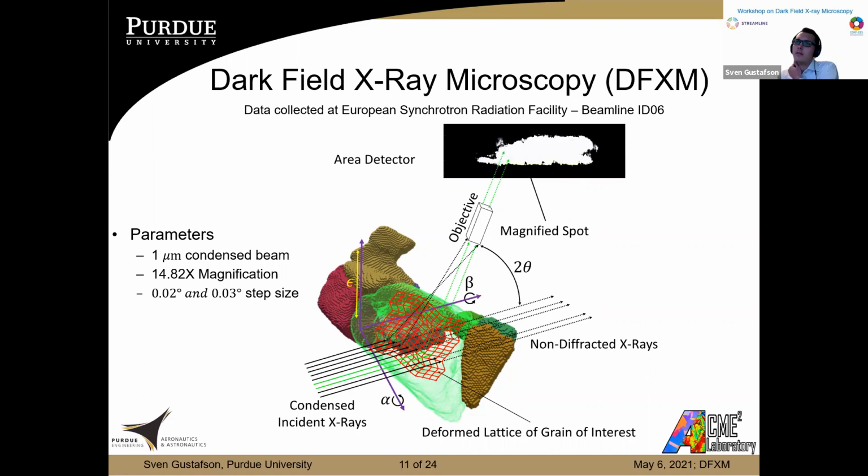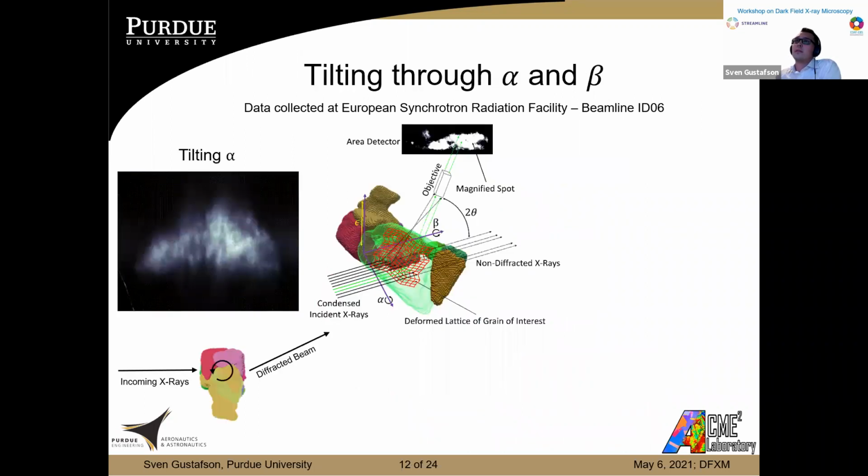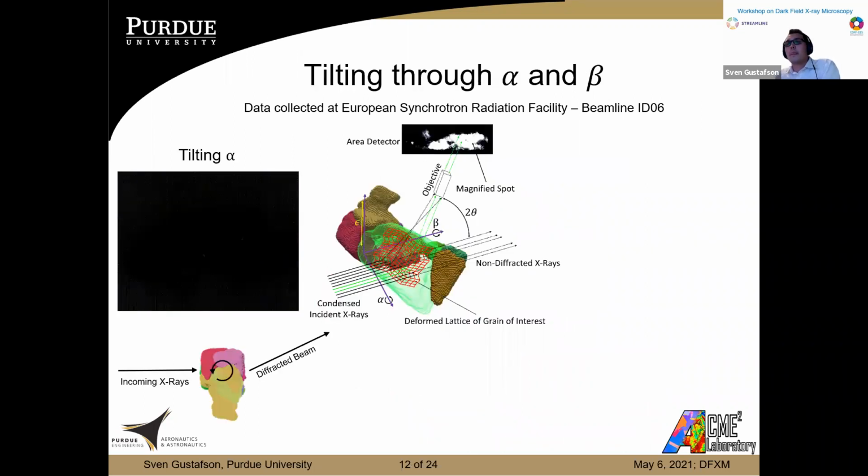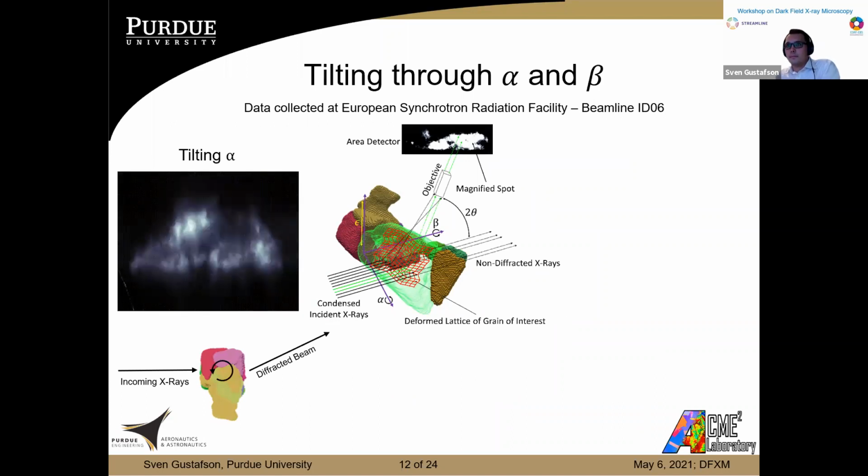Our magnification was about 15 times, and those were our step sizes for alpha and beta. I have named the two orthogonal tilts alpha and beta rather than eta and chi or other variable names, just for simplicity in the following slides. So here you see a GIF of moving the objective lens, but what if we wanted to then see what they look like when we move through alpha and beta? So this is for a single slice of the grain of interest.